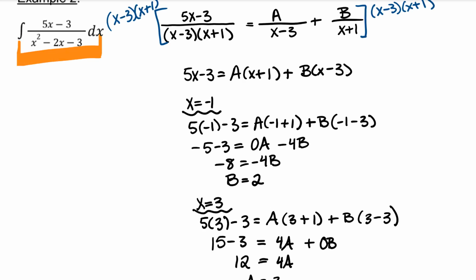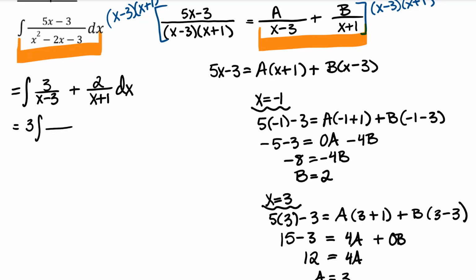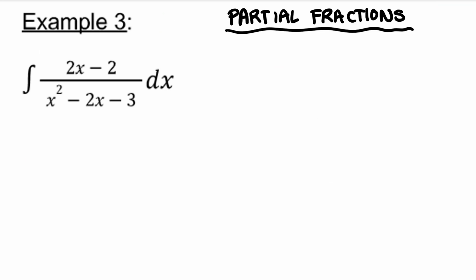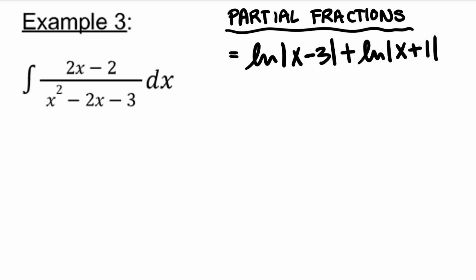Go ahead and split the fraction in your integrand to be in the form of your partial fraction decomposition and plug in a and b. And our result is the sum of two natural log functions. For example 3, if I used partial fractions to solve, the solution would be ln absolute value x minus 3 plus ln absolute value x plus 1 plus c.